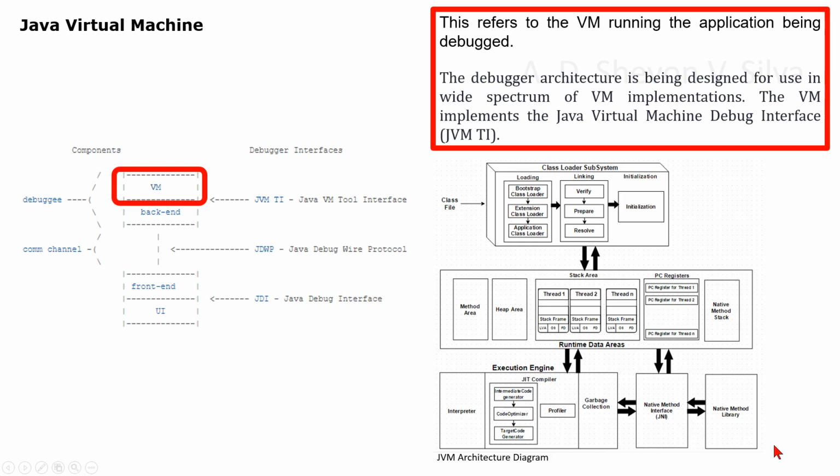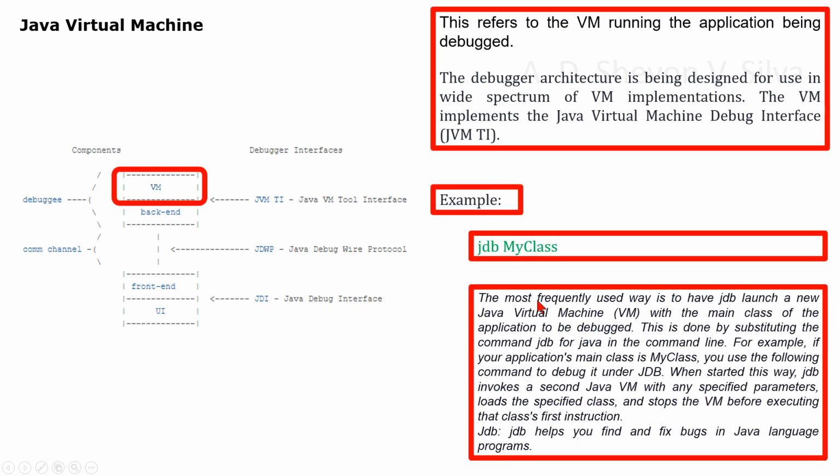native method library. As an example, we can consider this one, JDB MyClass. The most frequently used way is to have JDB launch a new Java virtual machine (VM) with the main class of the application to be debugged. This is done by substituting the command jdb for java in the command line.